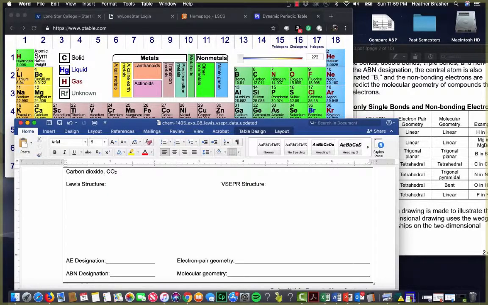Carbon dioxide, carbon and oxygen here. So carbon is 1, 2, 3, 4. Oxygen 1, 2, 3, 4, 5, and 6. So you should be figuring out now that this guy can do 4 and this guy can do 2, and there's times 2 of these. So carbon is going to be your centralized atom.